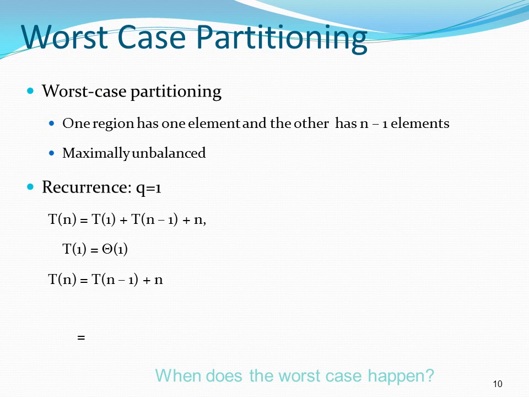First case of partition: one region has one element and the other has n minus 1 elements. Maximally unbalanced means we are dividing the array into two subarrays, one containing one element and the other containing n minus 1 elements. So the recurrence is T of n equals T of 1 plus T of n minus 1 plus n. For one half of the array, one element is there, so T of 1, in the other half n minus 1 elements are there, so T of n minus 1, plus n. So T of n equals T of n minus 1 plus n.